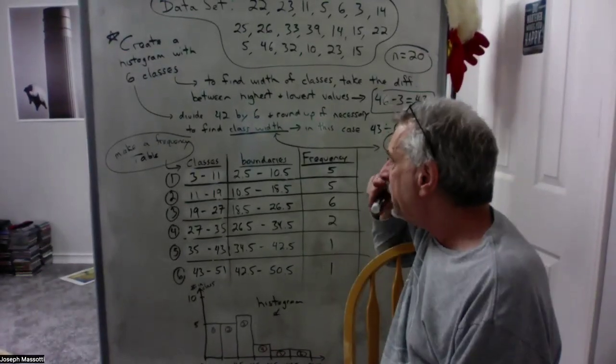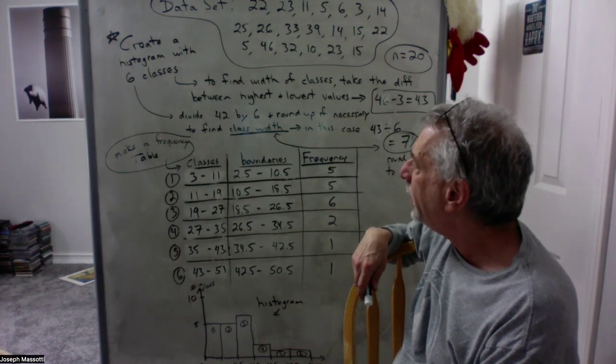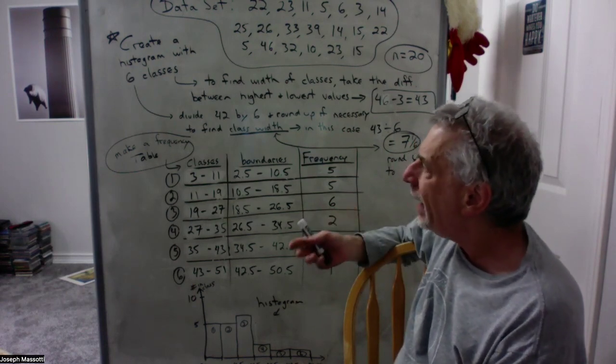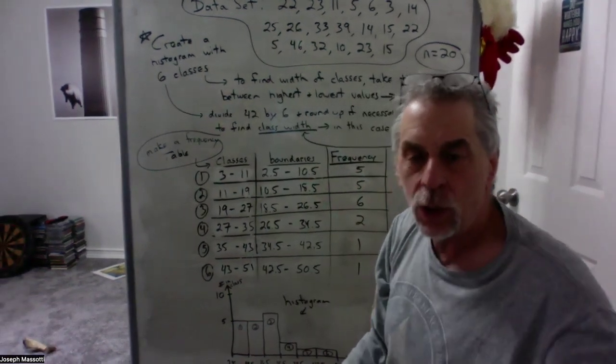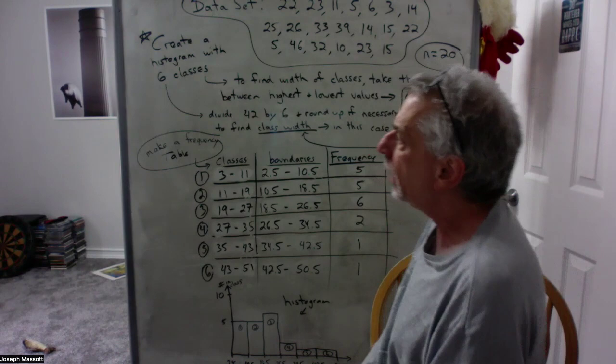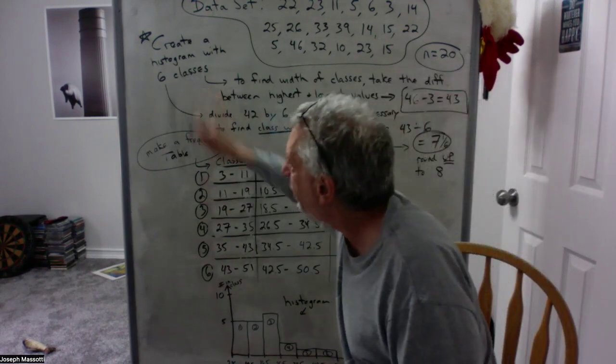So our first task is to find what we call the class width. We are going to be asked to create a histogram with 6 classes, which means we're going to have 6 bars. Right, so we're told that we want 6 classes. So this is given information.